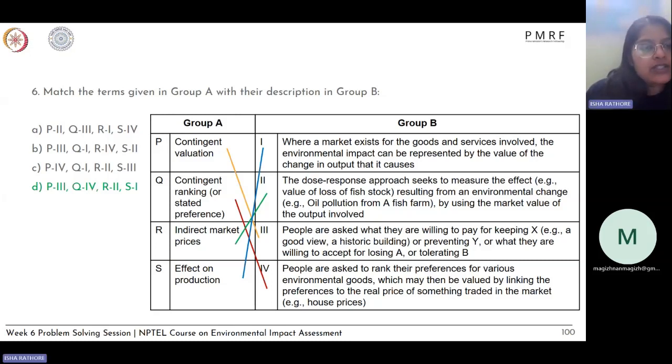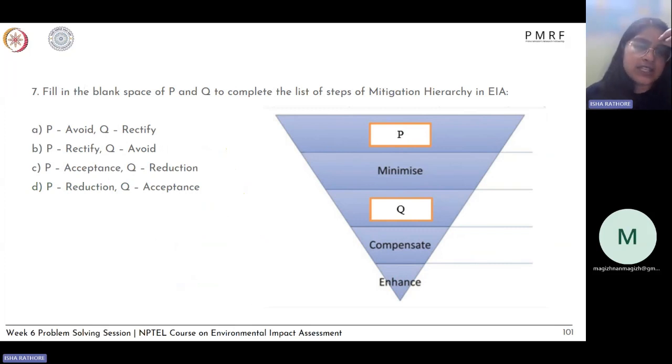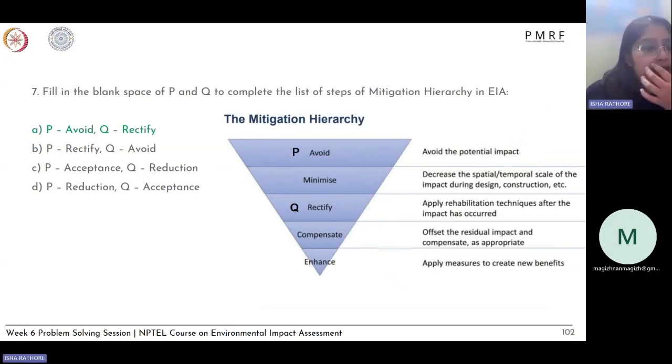Okay, moving on to the next question. Fill in the blank space for P and Q to complete the list of steps of mitigation hierarchy in EIA. So the correct answer is A, that is P is avoid and Q is rectify. So you go down from the mitigation hierarchy. It's a top-down approach. You try to avoid, minimize, rectify, compensate, and enhance. So option A, that is P was avoid and Q was rectify is the correct answer.